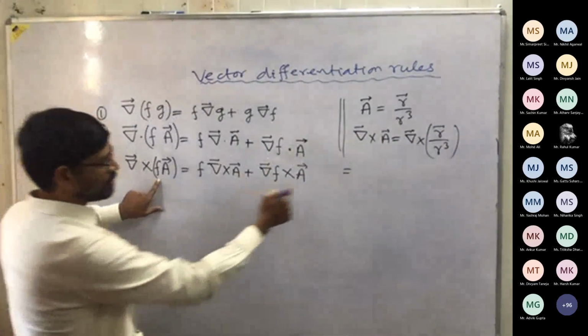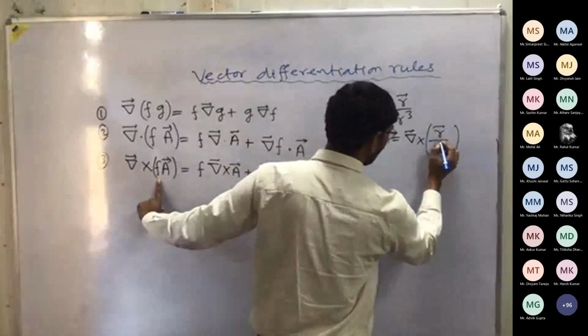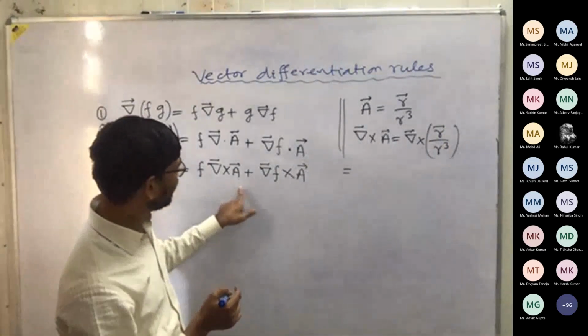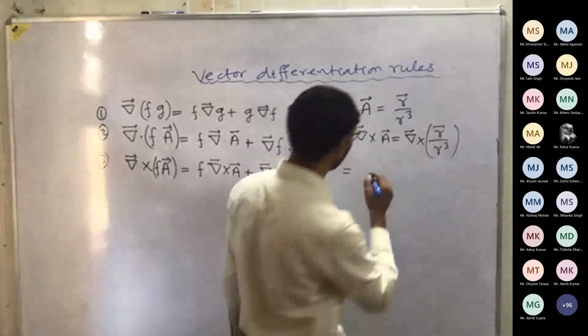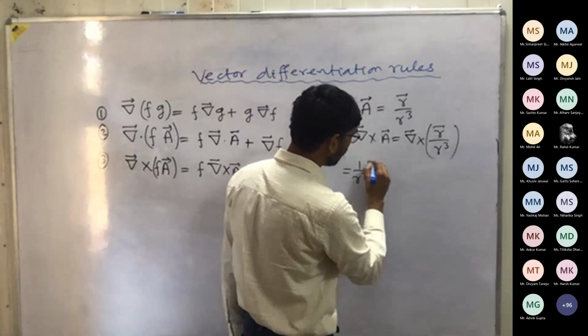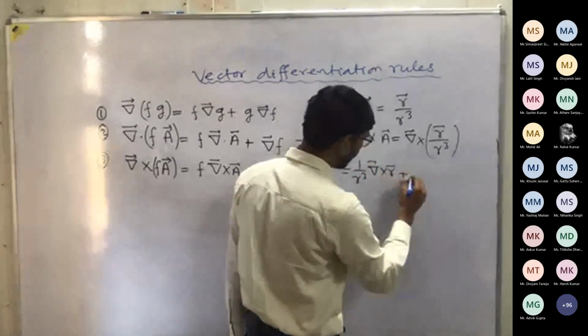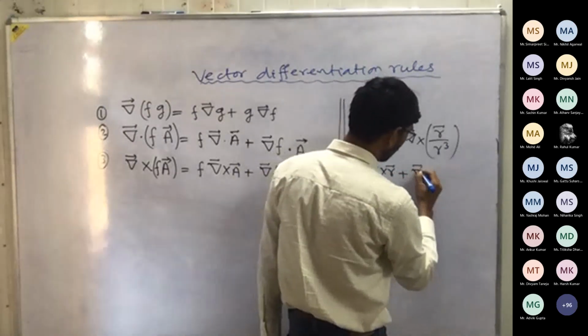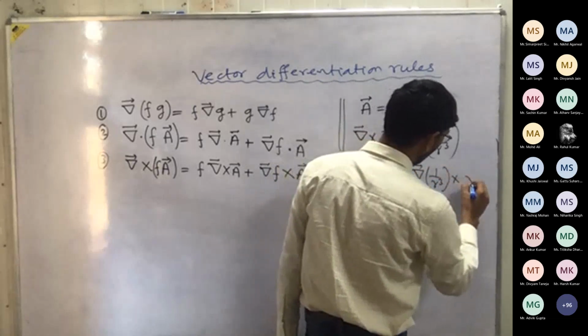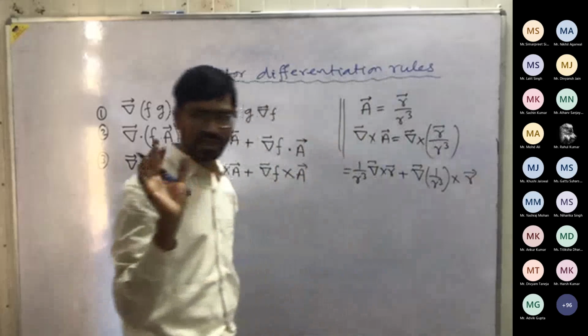You have f. So f is what? Here, 1 over r cube, 1 by r cube is f, and then a is the position vector r. So then we'll have 1 over r cube times curl r, plus gradient of 1 over r cube cross product r. Do you agree?